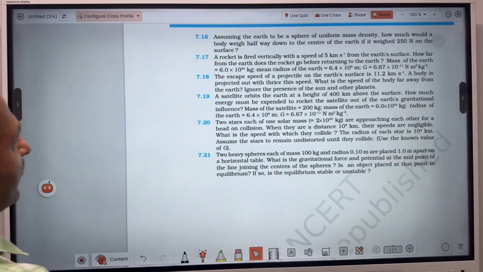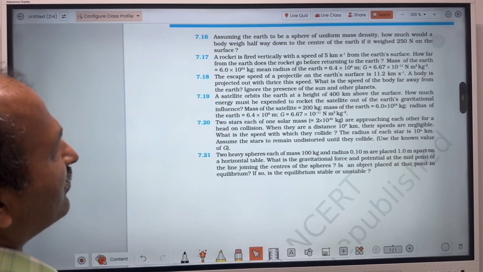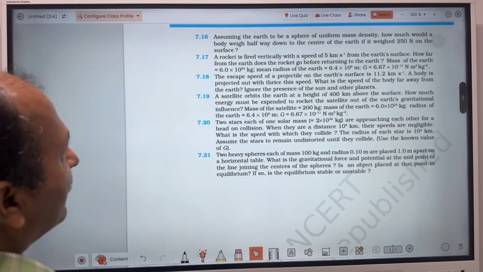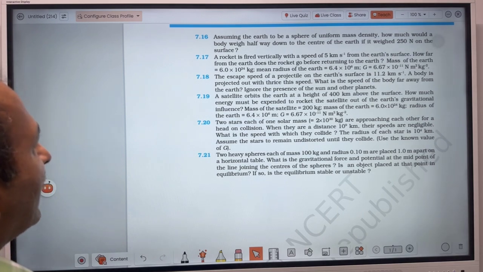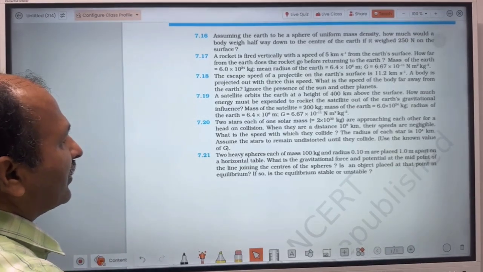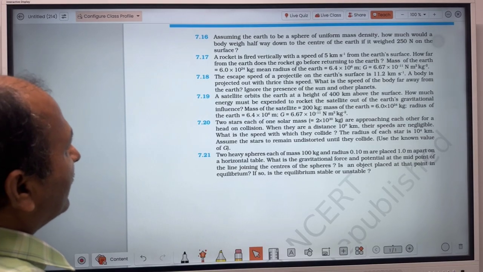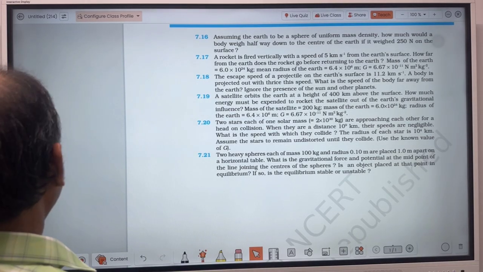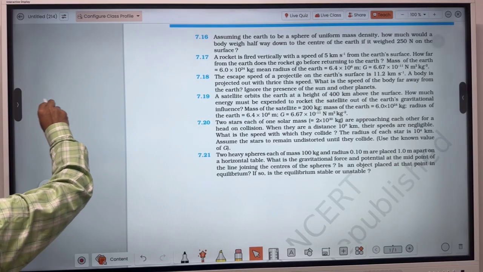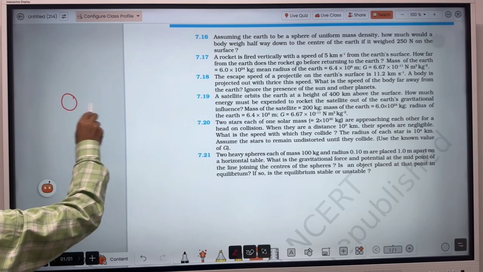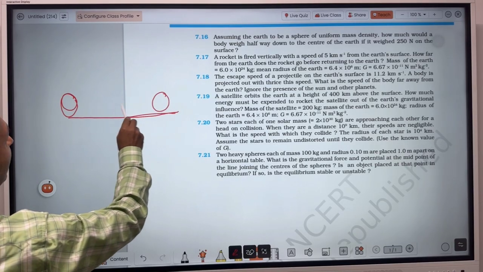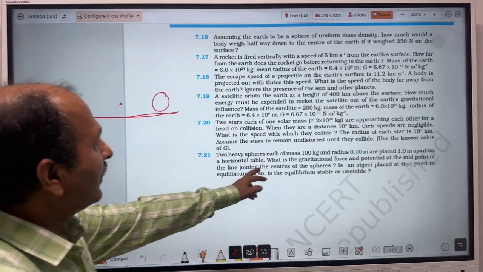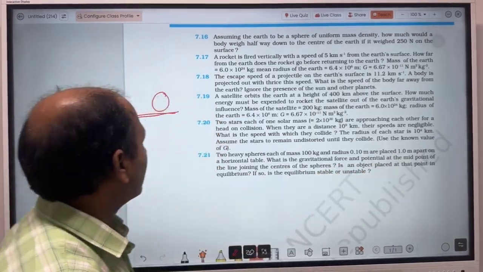And let's see the last question. Two heavy spheres each of mass 100 kg and radius 0.1 meter are placed 1 meter apart on a horizontal table. What is the gravitational force and potential at the midpoint of the line joining the centers of the spheres? Is an object placed at that point in equilibrium? If so, is the equilibrium stable or unstable? Question simple. Here, this is one sphere, this is another sphere, and we have to find out gravitational force and potential at the midpoint.